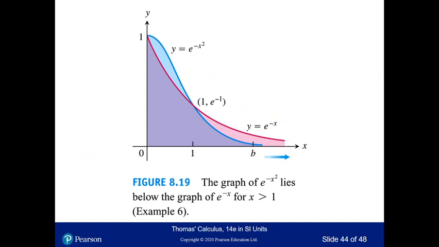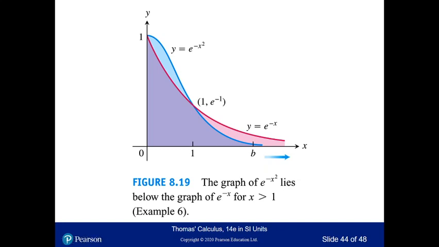There is one example here. For example, look at e to the negative x squared. It becomes below the function e to the negative x as x goes to infinity. So after 1, e to the negative x is bigger than e to the negative x squared. Let's check whether e to the negative x is convergent from 1 to infinity. Let's calculate that. Negative e to the negative x is the antiderivative, from 1 to infinity, and it's finite.